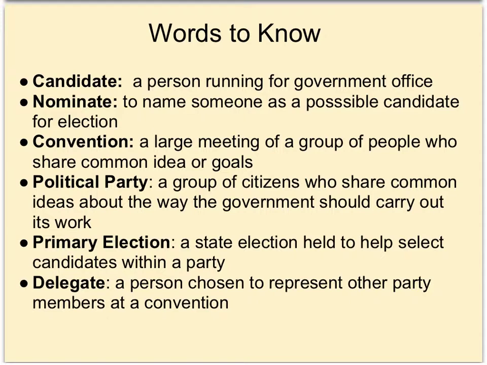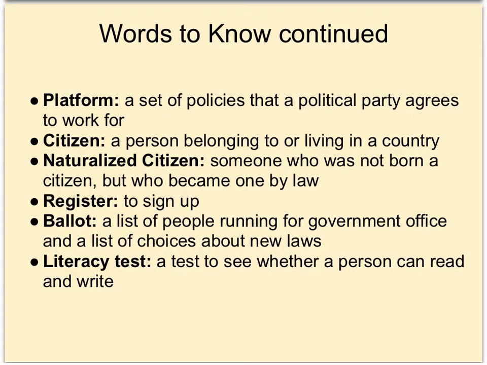Delegate: a person chosen to represent other party members at a convention. Platform: a set of policies that a political party agrees to work for. Citizen: a person belonging to or living in a country. Naturalized citizen: someone who was not born a citizen but who became one by law. Register: to sign up. Ballot: a list of people running for government office and a list of choices about new laws. Literacy test: a test to see whether a person can read and write.